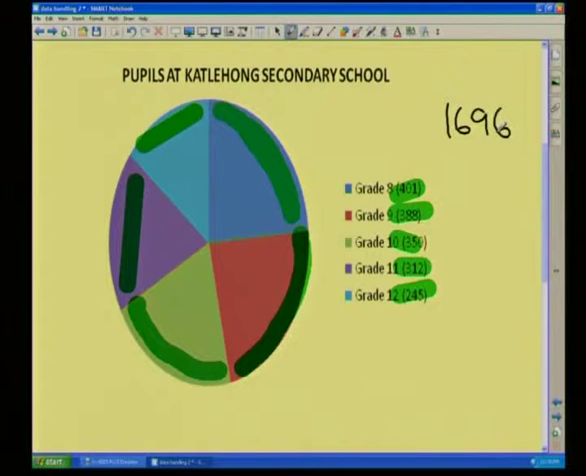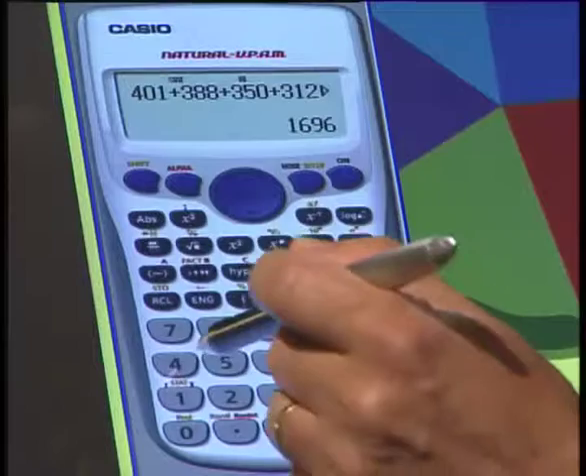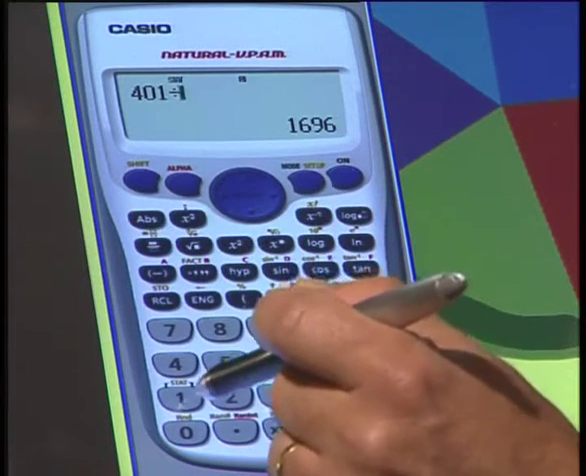1,696. Now, if that's the total, we need to work out the percentage of each grade. This needs us to recall the work that we've done in previous sections on percentage. I'm sure you already know how to do this. Remember, to find percentage, we're going to take the value of the one that we're interested in, the grade 8s for example, and we'll divide it by the total value and then multiply it by 100 over 1. So the grade 8 percentage will be 401 divided by our total, which is 1,696.